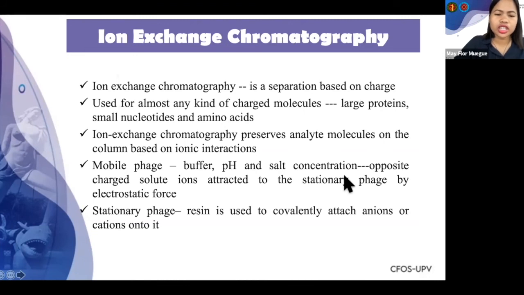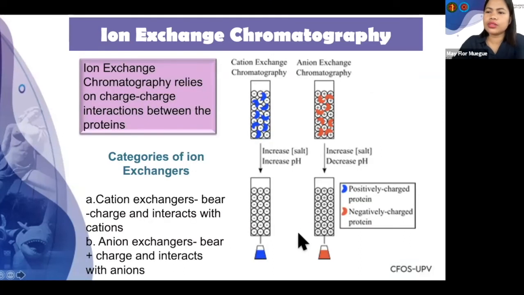So yung mobile phase niya could be a buffer, no, na may certain pH and salt concentration. So yung opposite charge solute ions will be attracted doon sa stationary phase, yun yung column, no. And then yung stationary phase naman na nare-refer dito is yung resin, no, used to covalently attach anions or cations into it. So tingnan natin itong next slide, no, para mas maintindihan. Ayan, so meron tayong ganyan.